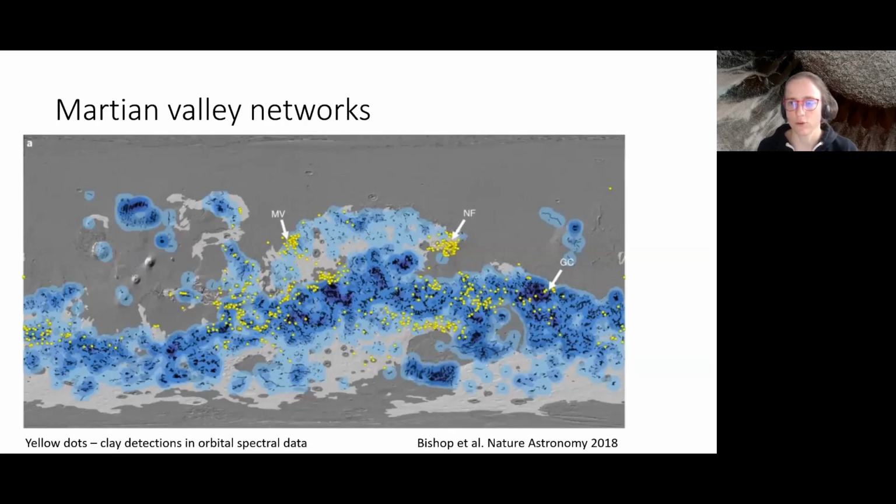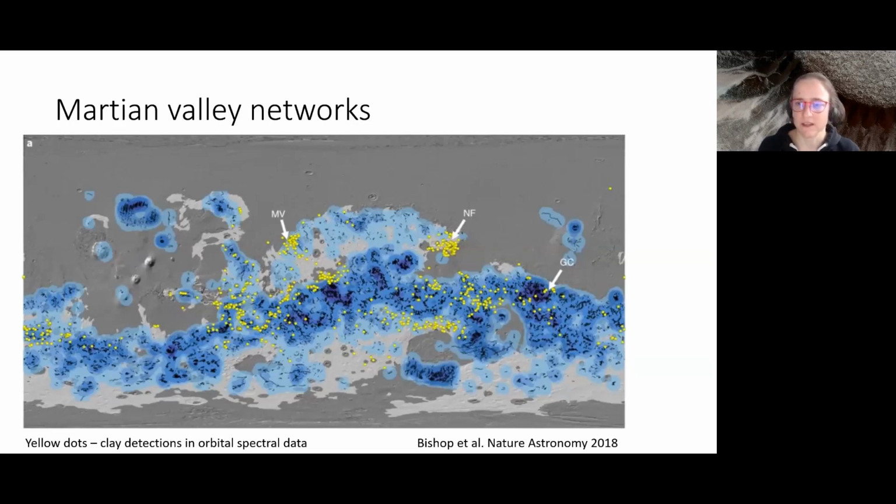So this is the distribution of Martian valley networks across Mars's surface. And the important thing to note here is that the dark gray areas are terrains that are younger than the Noachian, so we wouldn't even expect to see valley networks there. The light gray terrains are old enough but don't have valley networks, as we might expect. So the dark black lines are the actual networks themselves.